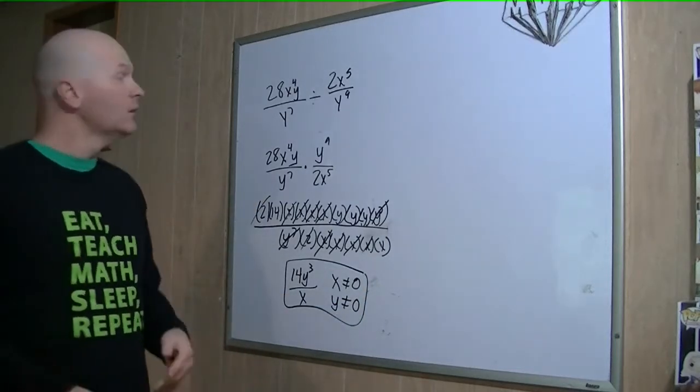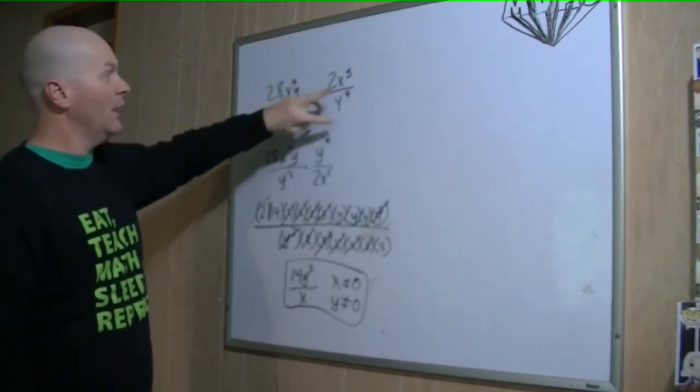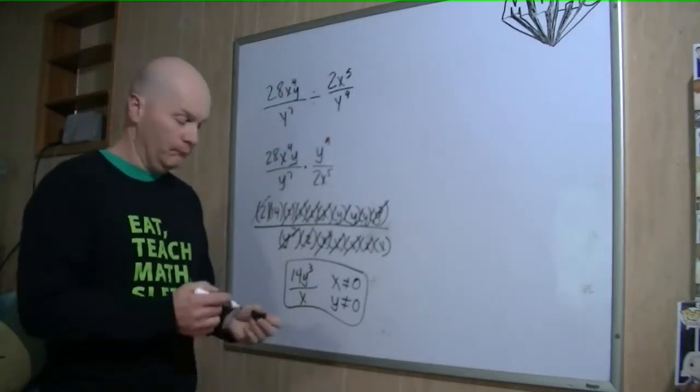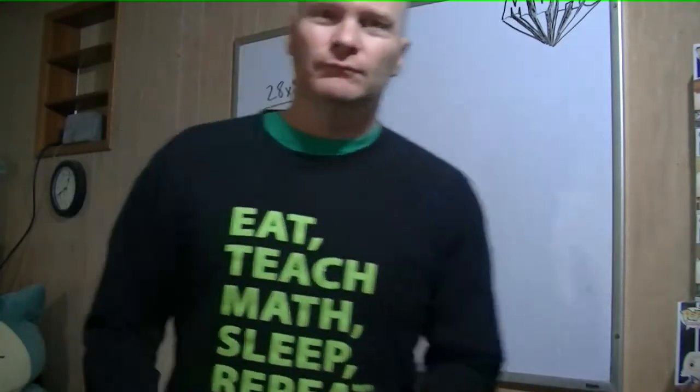Okay, so dividing, almost the same as multiplying. You just have that one first step where you change it to multiply and flip over just the second one. Okay, that's multiplying and dividing. Let's look at adding and subtracting.